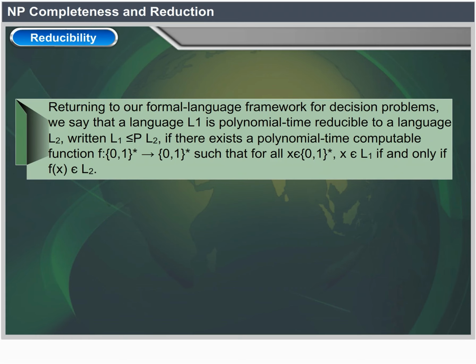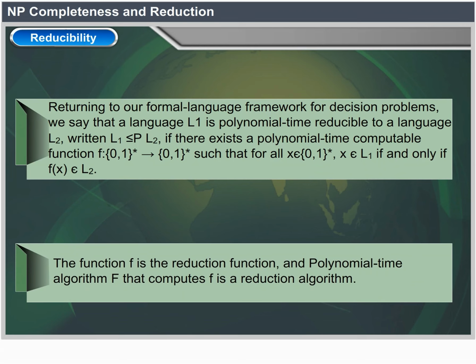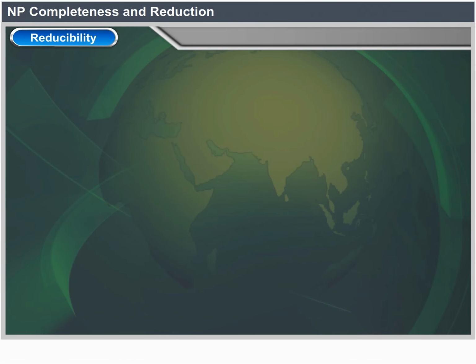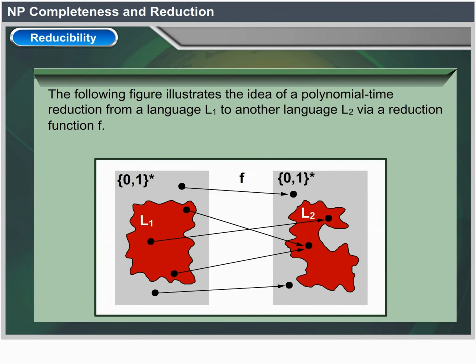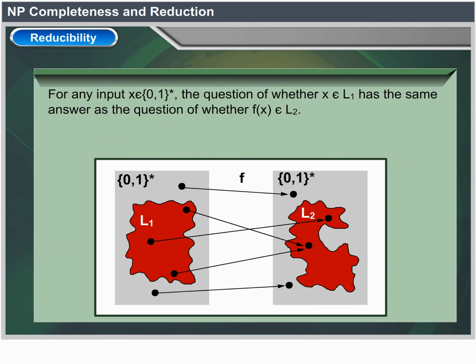The function f is the reduction function, and a polynomial time algorithm F that computes f is a reduction algorithm. The following figure illustrates the idea of a polynomial time reduction from a language L1 to another language L2 via a reduction function f. For any input x belongs to {0,1}*, the question of whether x belongs to L1 has the same answer as the question of whether f(x) belongs to L2.